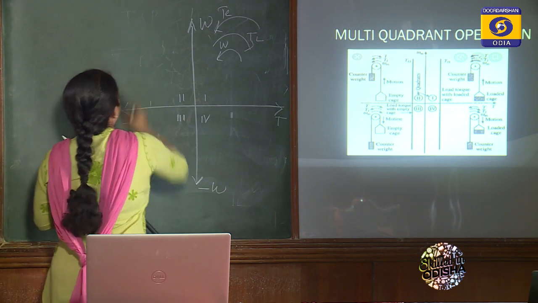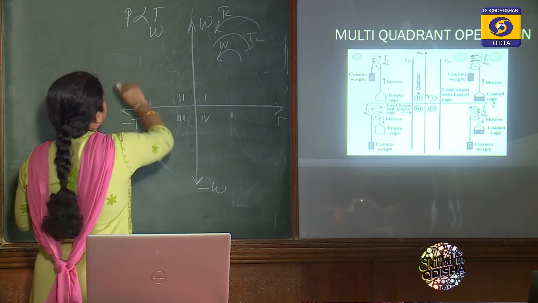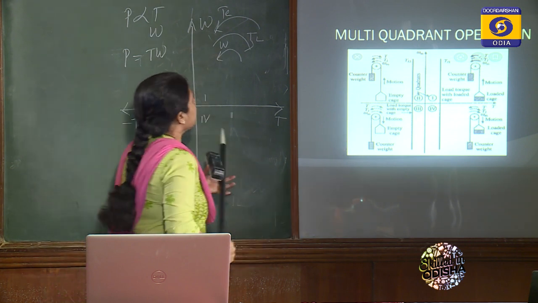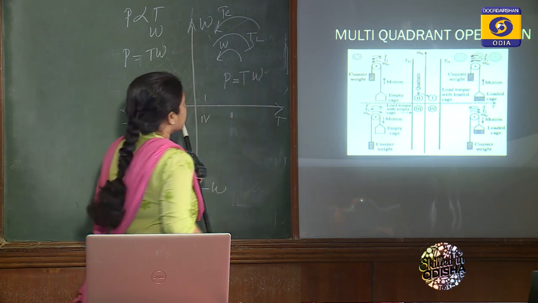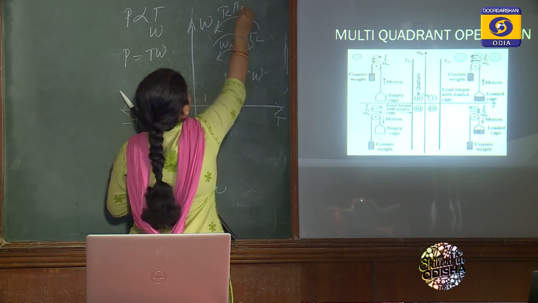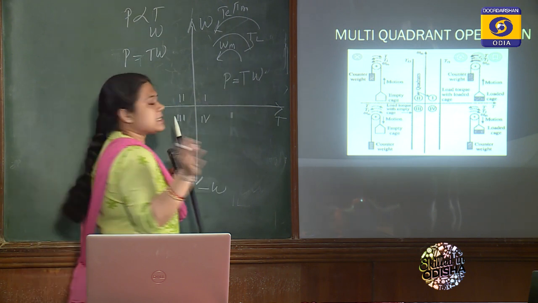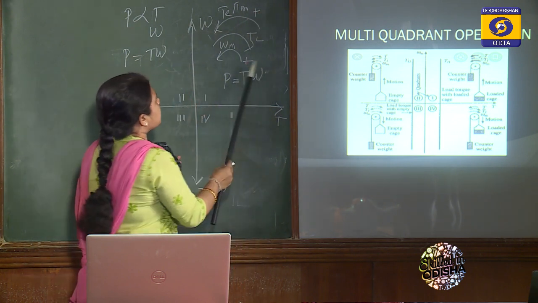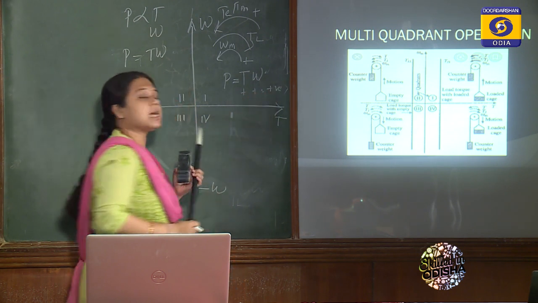Here our power is directly proportional to T and omega. Here we have to make one correction: power is equal to T into omega. So in the upward direction, what will be our power? Power is equal to T and omega, and you can see this is our omega m and this is also Tm. Now these are in anticlockwise direction, and for anticlockwise direction the sign is always positive. So plus into plus will be positive. So power is now positive.